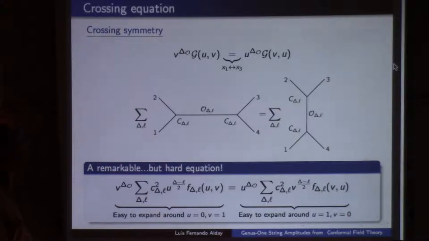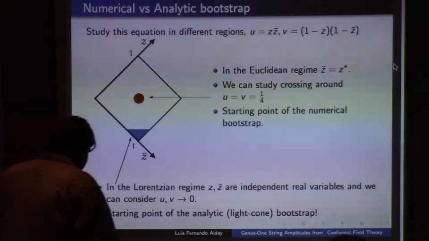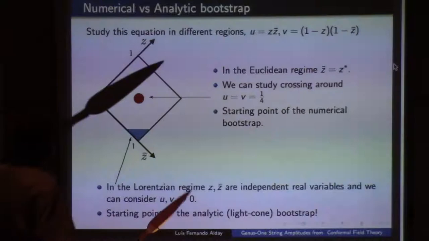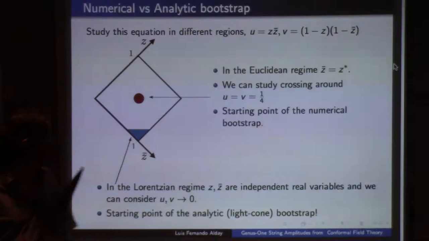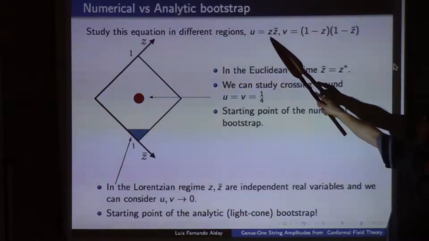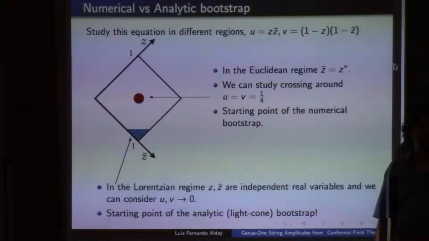So now, people started to have different tastes, and that's nice. And so there are two kinds of studies that one can do in this equation. Basically, the idea is that you can study this equation in different regions. And in order to denote the different regions, it is convenient to introduce these cross ratios, zeta and zeta bar. So u is zeta zeta bar, and v is (1 minus zeta)(1 minus zeta bar).